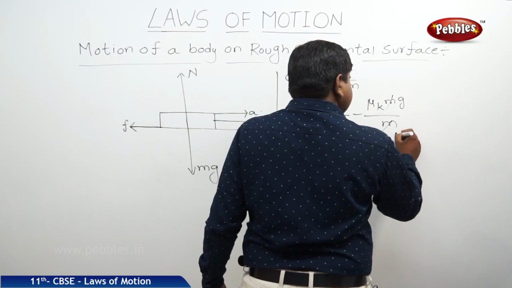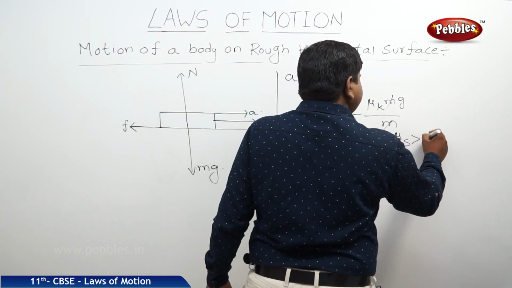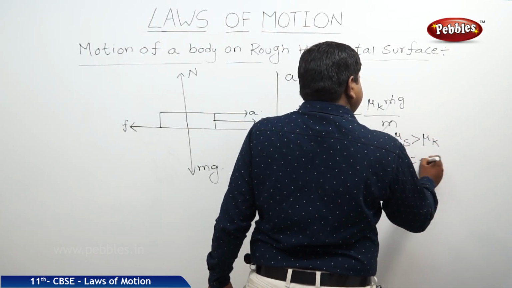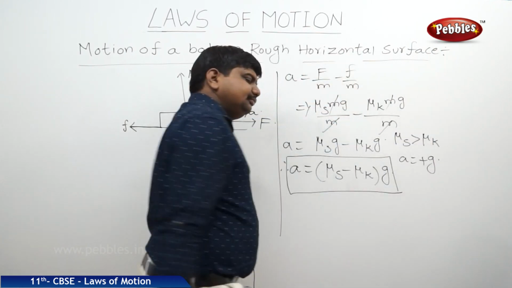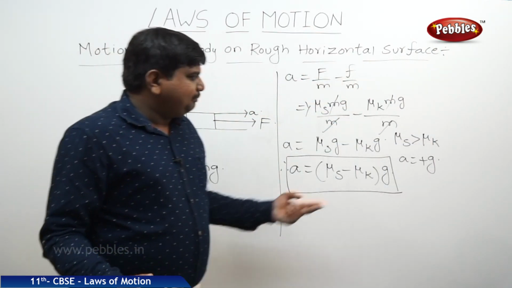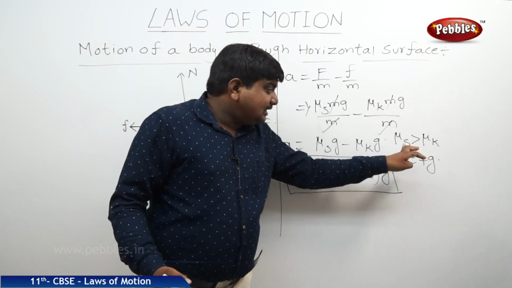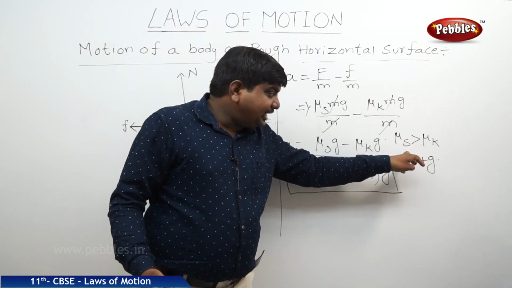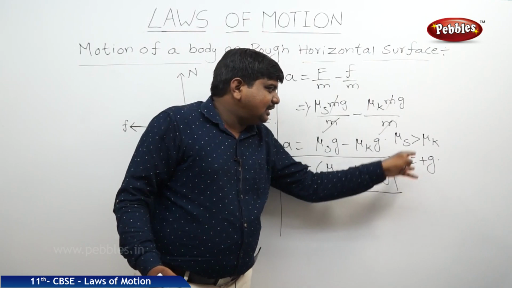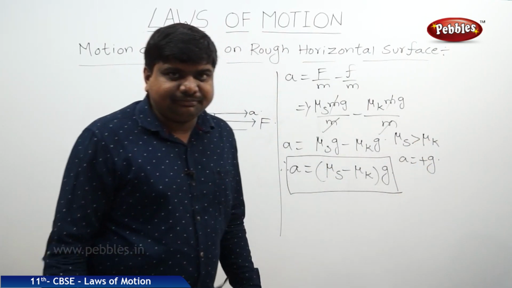If mu s is greater than mu k, a is plus g. The general view is that static friction is greater in magnitude when compared to the kinetic friction. That's why a is always plus g.